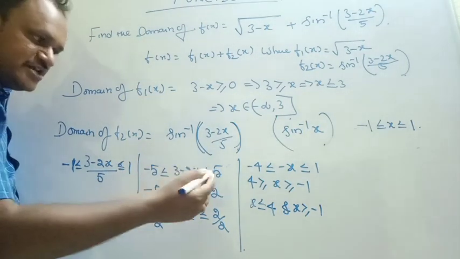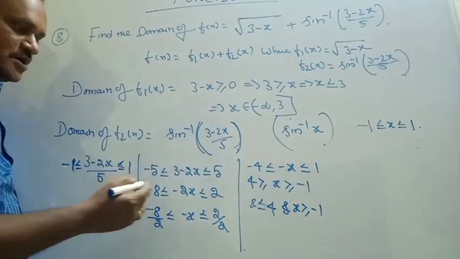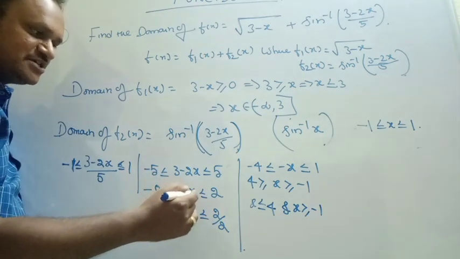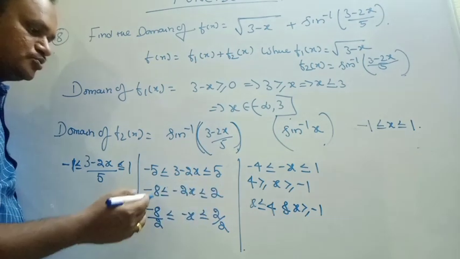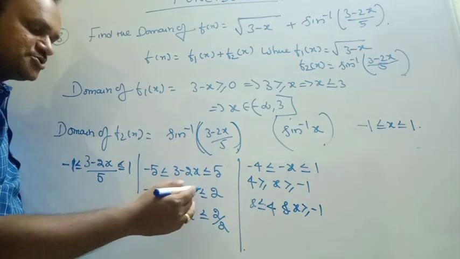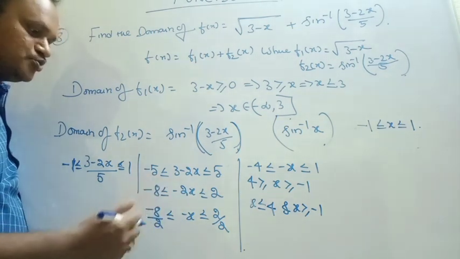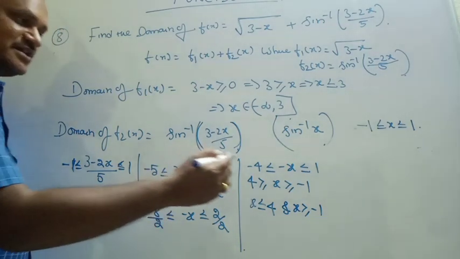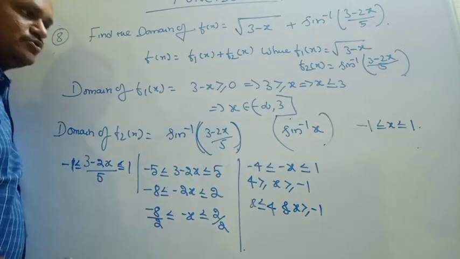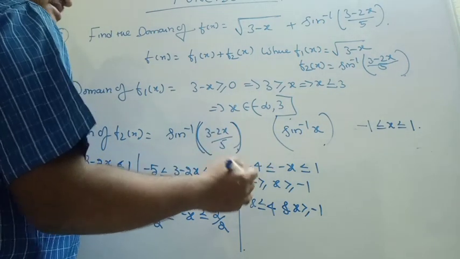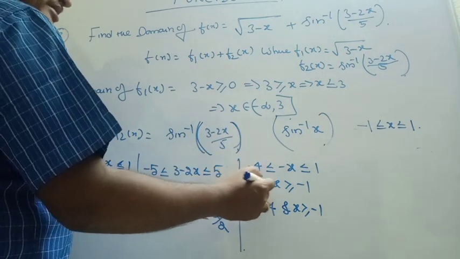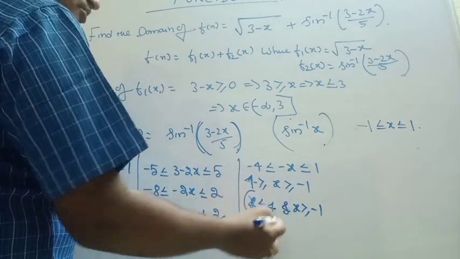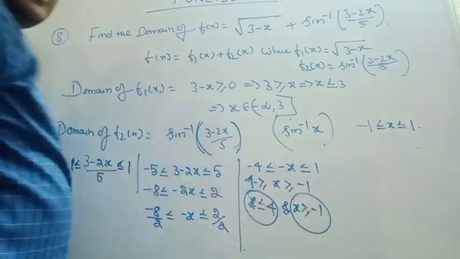Now I just subtract 3 on both sides because I want the x value. Then minus 5 minus 3, and 3 minus 2x minus 3 less than or equal to 5 minus 3, that is 2. Now this is minus 8 less than or equal to minus 2x less than or equal to 2. You divide by 2. Now minus 8 by 2 less than or equal to minus x less than or equal to 2 by 2. That means minus 4 less than or equal to minus x less than or equal to 1. Now you just multiply by the minus sign. Then what you will have here is 4 greater than or equal to x greater than or equal to minus 1. That means x is less than or equal to 4 and x is greater than or equal to minus 1.